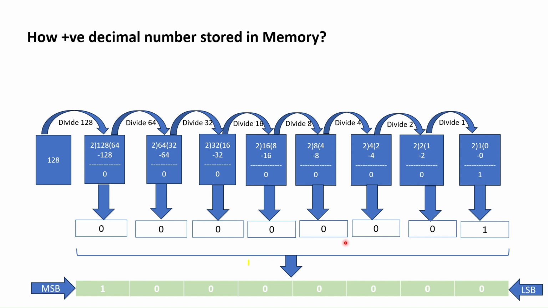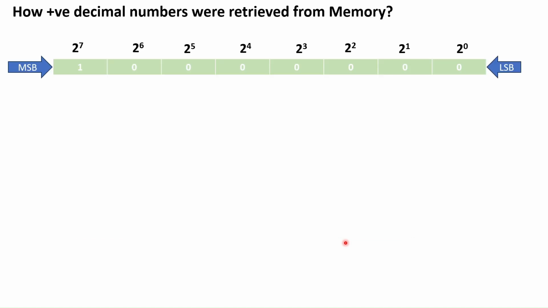Here we will call them MSB and LSB. LSB is the least significant bit. We will discuss these things in more detail in later sections. But right now, the right side is called the least significant bit, and the left side is the most significant bit. We will discuss this in later lectures.